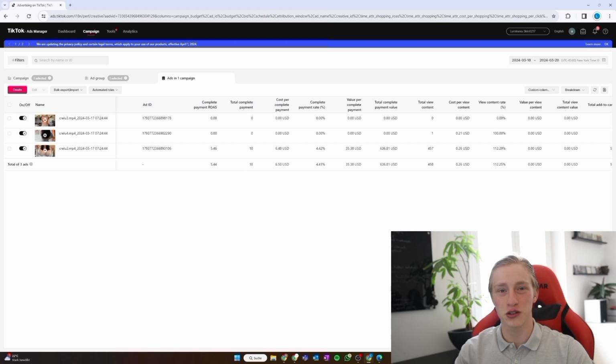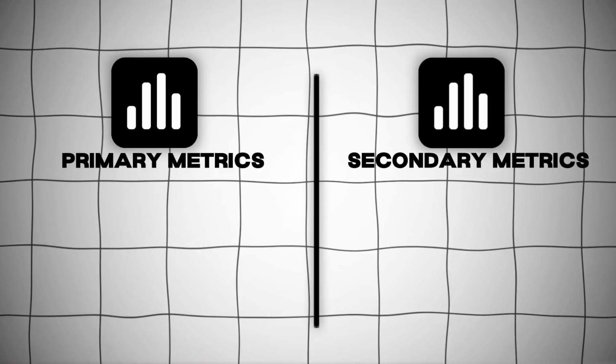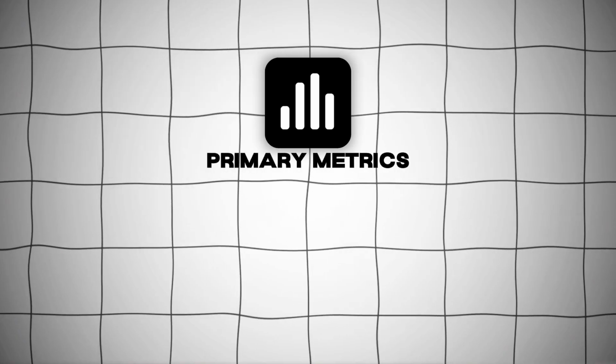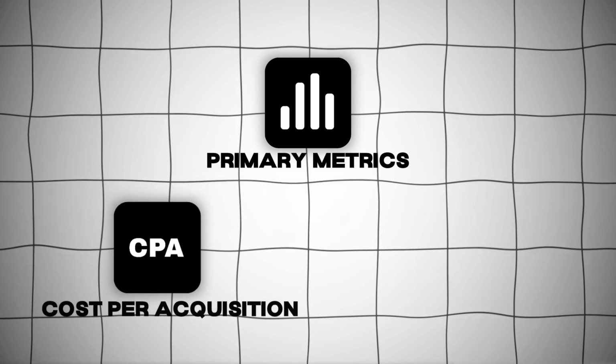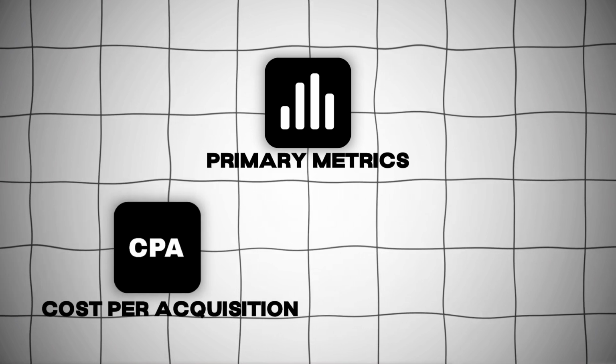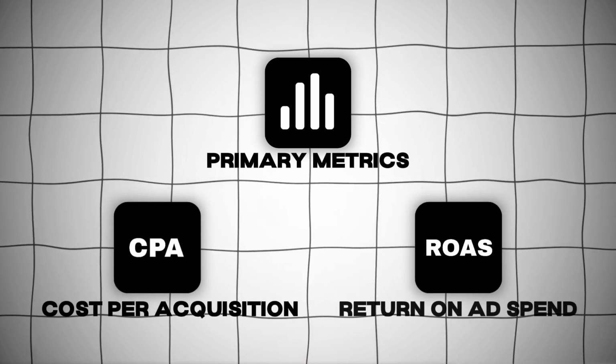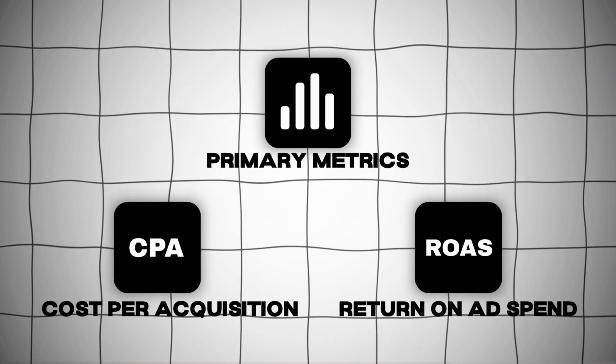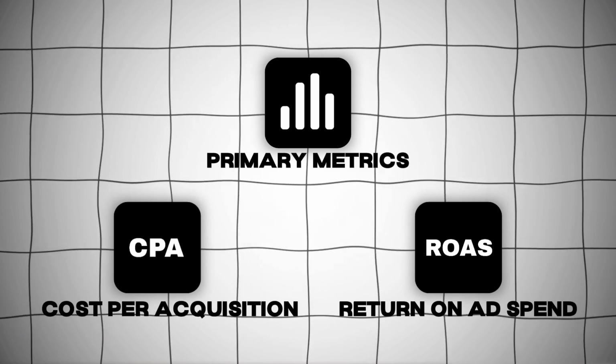Now that we set up the custom columns, we can see that we have more stats to look at and it's more organized. Now what we have to look at are the primary metrics and the secondary metrics. The primary metrics are the CPA, so the cost per acquisition, or the ROAS, so the return on ad spend. That means the return you get for each dollar you invest.